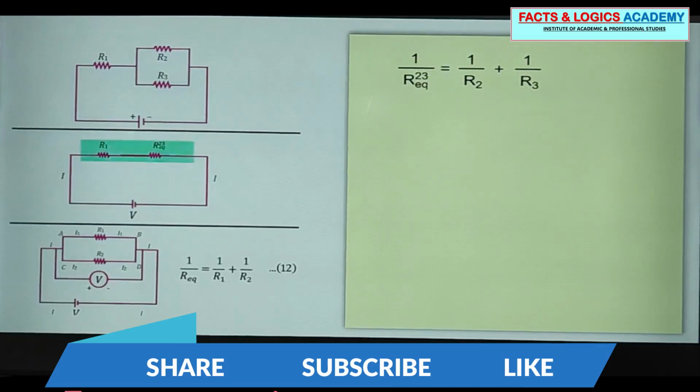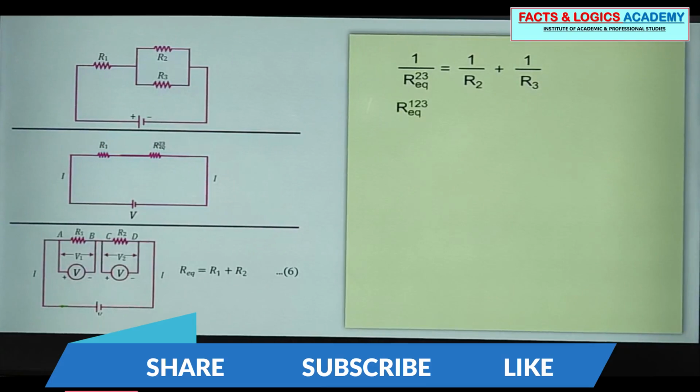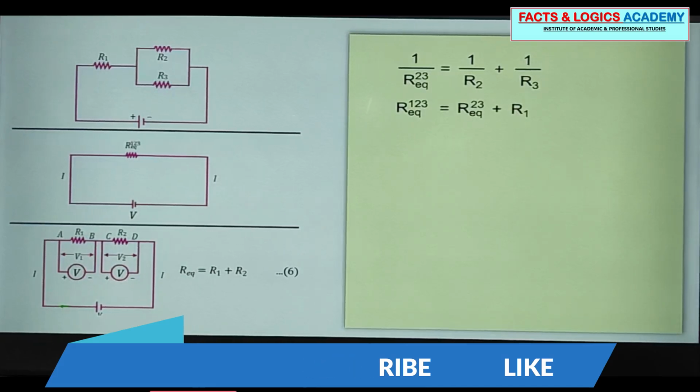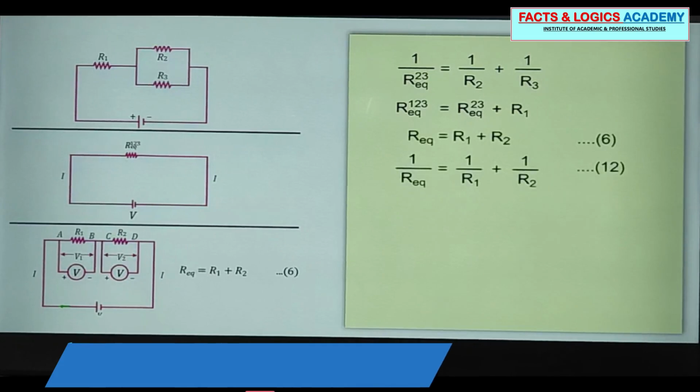Now, R1 and R23EQ form a series combination. Their equivalent resistance, R123EQ, is calculated using equation 6. R123EQ is equal to R23EQ plus R1. It is important to note that we can calculate the equivalent resistance of any combination of resistors using the basic equations 6 and 12.